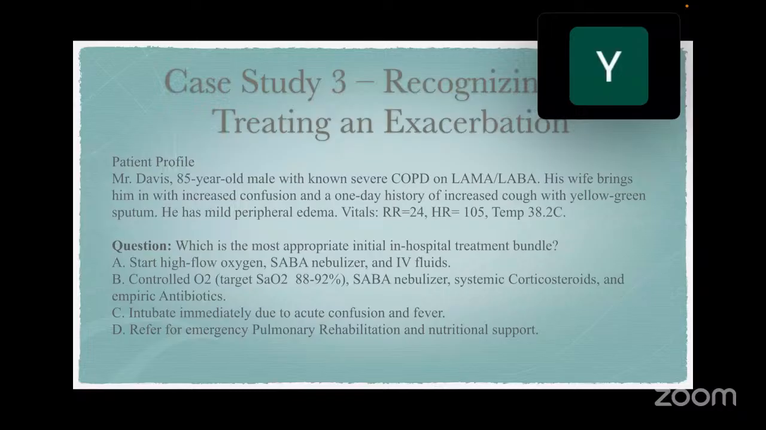Is it starting high flow oxygen, SABA nebulizer, and IV fluids, or controlled oxygen with a target oxygen saturation of 88 to 92%, SABA nebulizer, systemic corticosteroids, and empiric antibiotics? Or should we intubate immediately due to acute confusion and fever, or refer for emergency pulmonary rehabilitation and nutritional support? Does anyone have an answer?